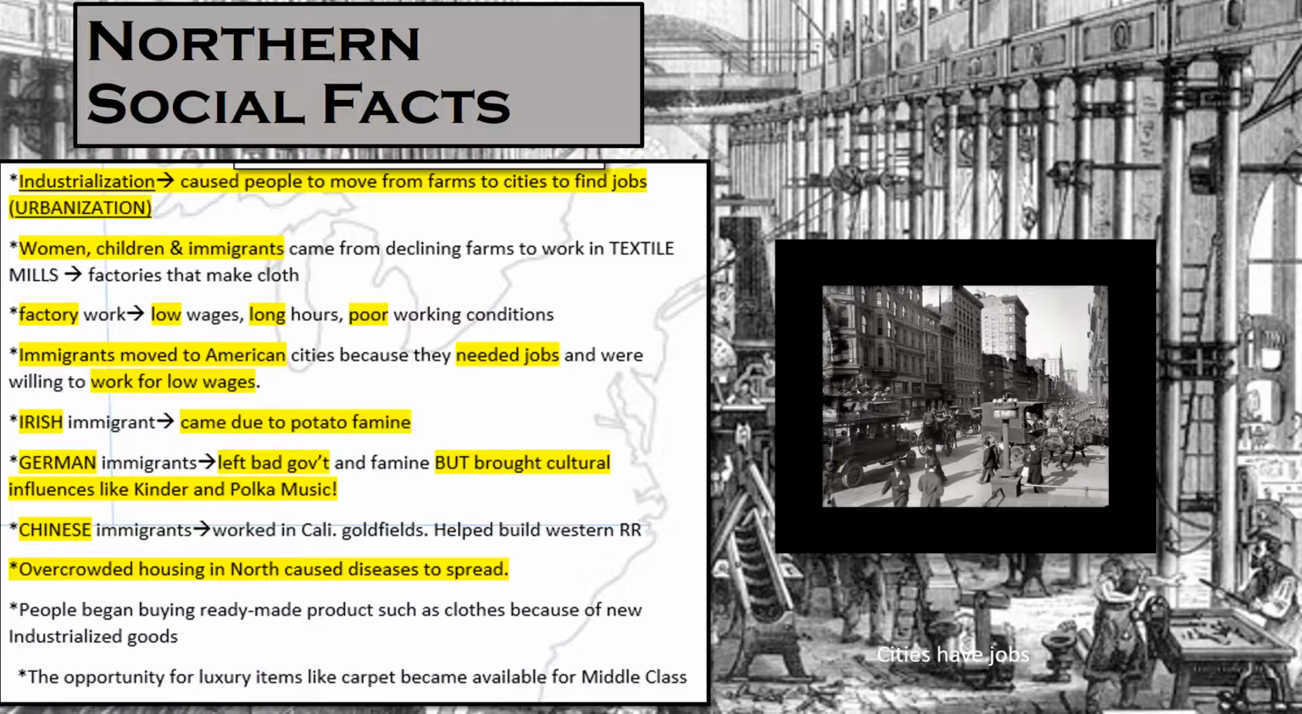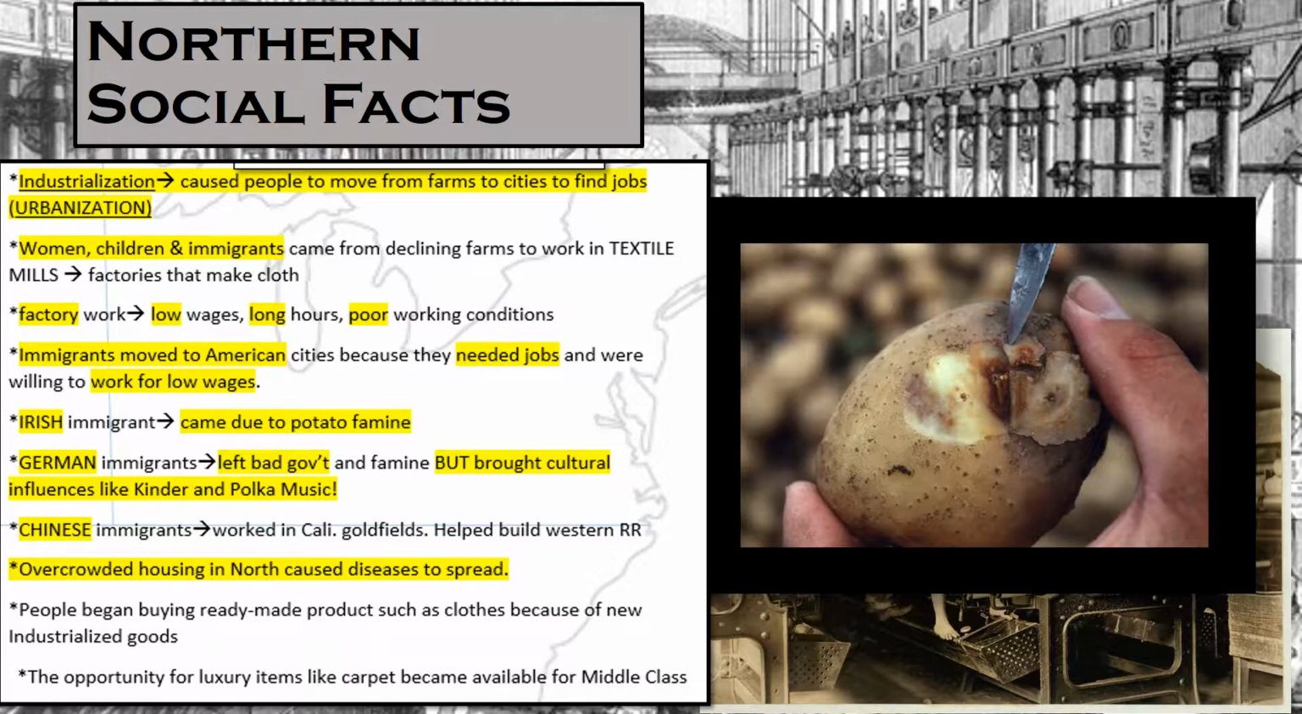We also find in the northern social facts, women, children, and immigrants come from declining farms to work in the textile mills. Oh, we missed our picture. So we had children working in the factories to make cloth, and that was beneficial because they were real little, and they could fit between the machines, in between the parts of the machines, and fix it or grab whatever fell in. They got hurt very frequently because factory work meant low wages, long hours, poor working conditions. You lost a finger, sorry, tape it up, keep going, because there's somebody waiting outside for the same job.